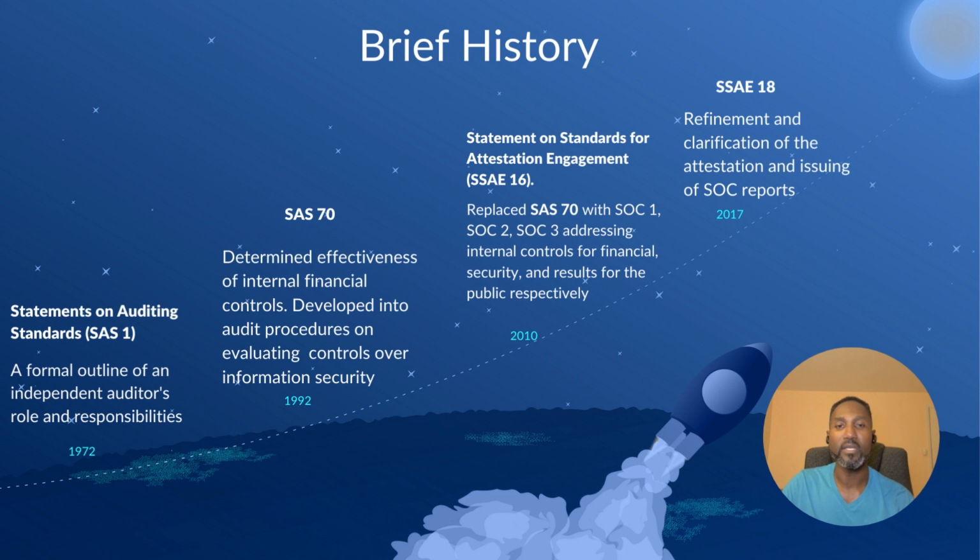Now, in 2010, there was a statement on standards for attestation and engagement, which is known as SSAE, and the first version was version 16. This replaced the SAS 70 with SOC 1, SOC 2, and SOC 3. Now, these address controls over internal controls for financial security and also a way to report to the public, respectively. The SSAE 18 was a refinement of that standard, and it gave more clarification as to the attestation and the issuing of SOC reports.